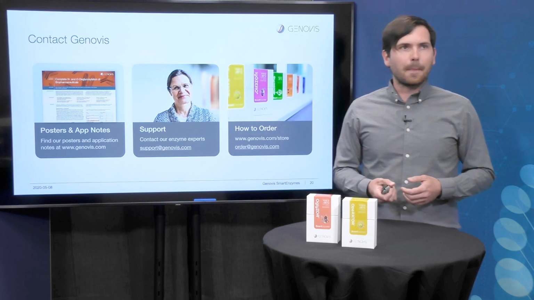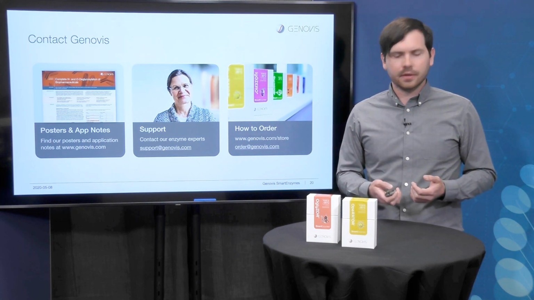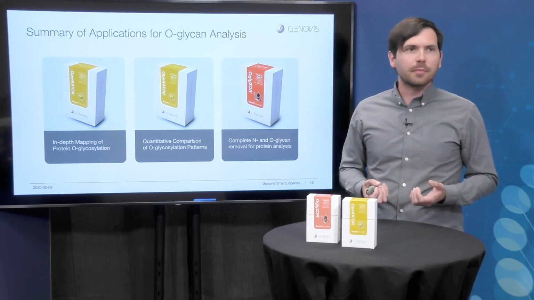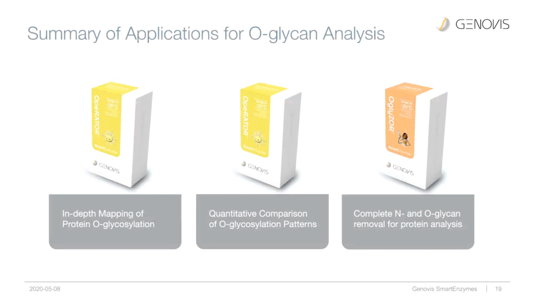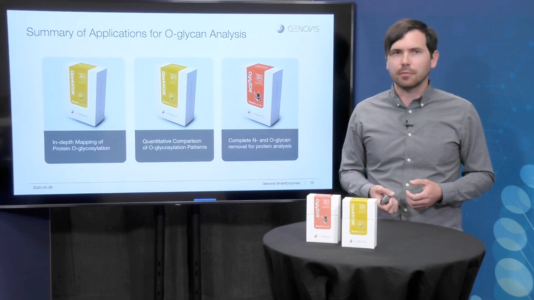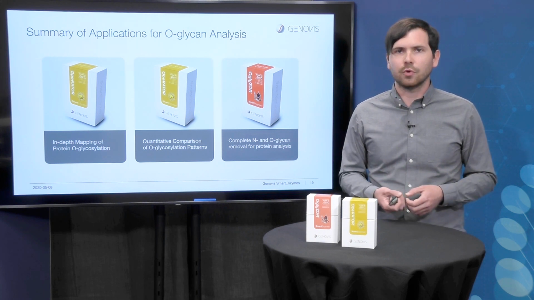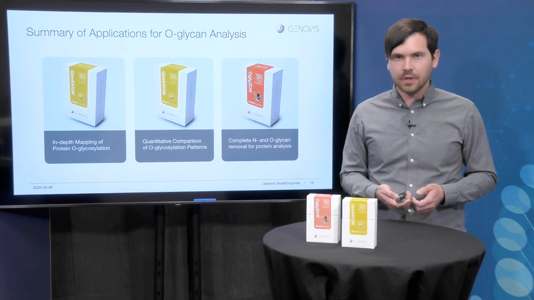And with that, I would like to end and summarize. We've talked about in-depth mapping of protein O-glycosylation using OglyZap, both in a biopharma context and a glycoproteomics context. We talked about quantitative comparison of O-glycosylation patterns in biosimilars and originators, and also routine analysis of O-glycosylation. And then finally, the complete removal of N and O-glycans from proteins for intact mass analysis.